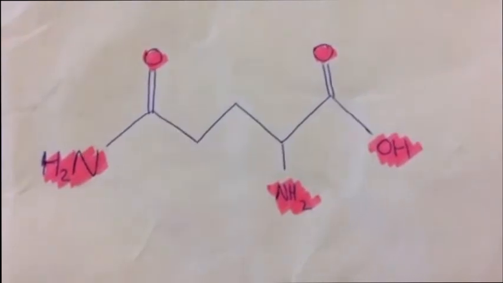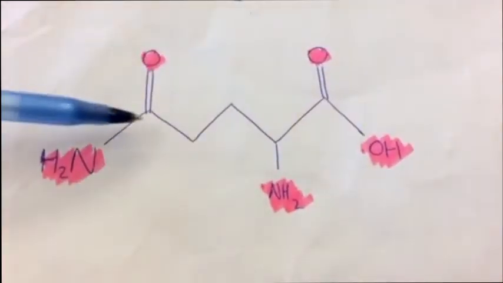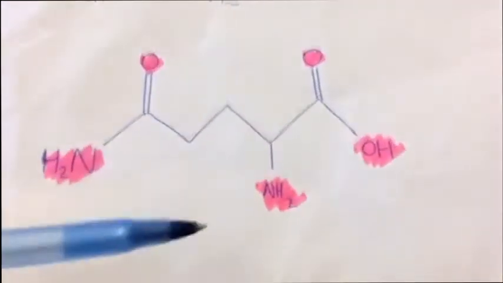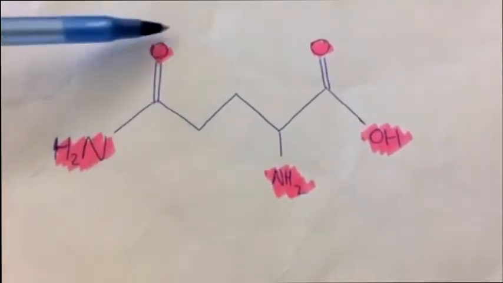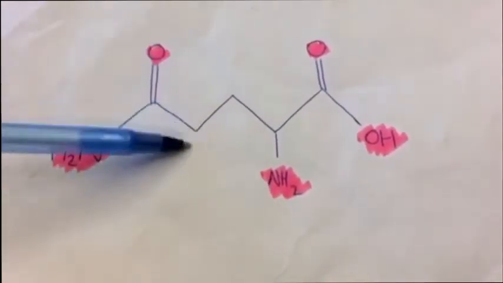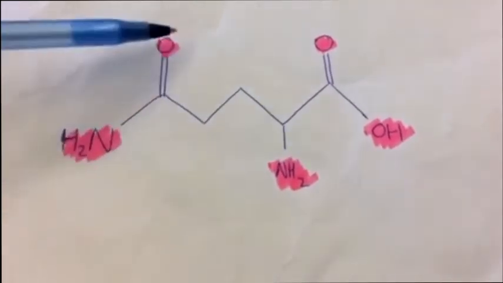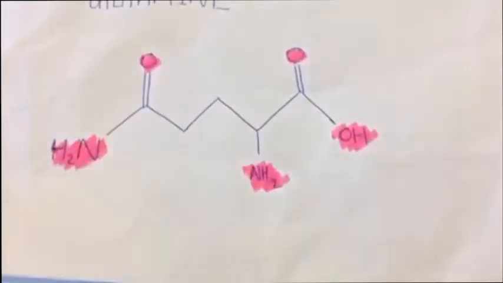As you can see, it has 2 double bond oxygen on either side of the chain. It has a carboxylic acid group here. It has 2 amino groups, one here and one here. And this part of the chain is the amide linkage of H2N and double bond O. And yeah, this is the structure of glutamine.